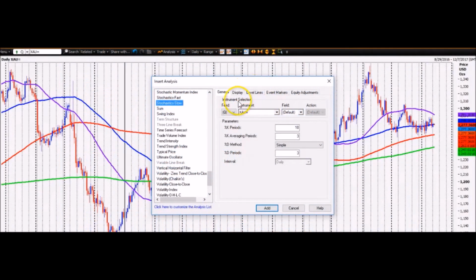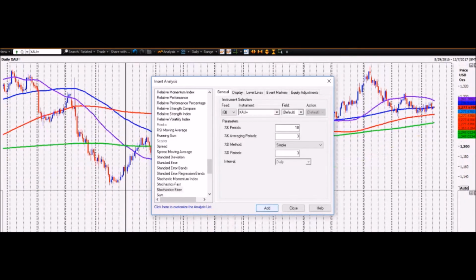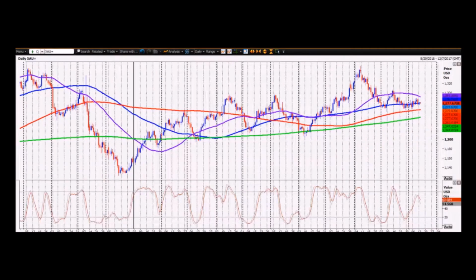So here you see on my screen I've got the settings for it. I think these are pretty standard. %K period 10, 3, average period 3, and then %D period is 3. So I'm just going to add that to my chart now. And there you see Stochastic Oscillator at the bottom of the page.